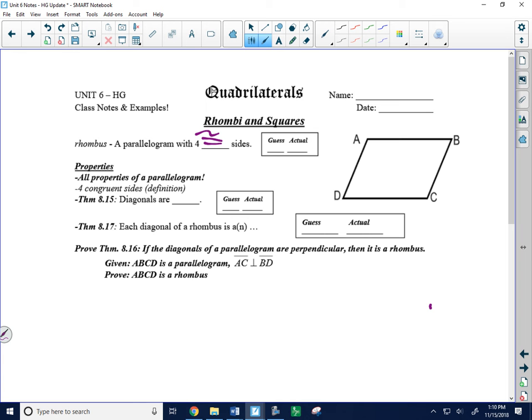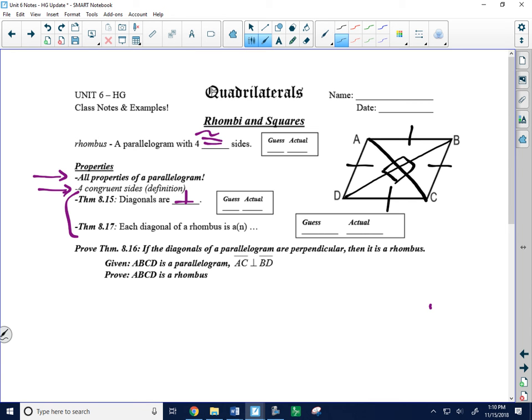So let me go on this list here. All the properties of a parallelogram, that's old. Definition, 4 congruent sides, first older. Yeah, I forgot about that. By definition, 4 congruent sides. Now there are 2 new properties. First one is when you have the diagonals drawn in, they are perpendicular. So I know this one isn't to scale, but by definition, 4 congruent sides. If I draw in the diagonals, then they are perpendicular. So they make 4 right angles.